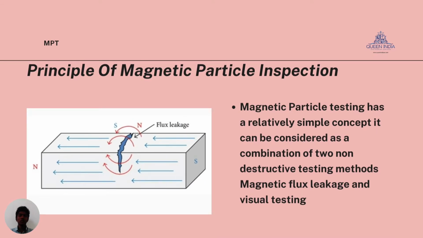Basic principle of magnetic particle inspection. Magnetic particle testing has a relatively simple concept. It can be considered as a combination of two non-destructive testing methods, magnetic flux leakage and visual testing.